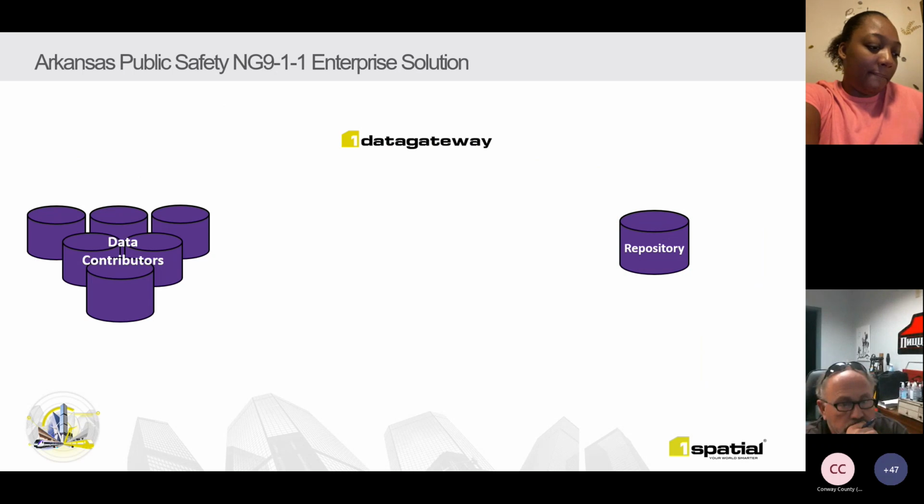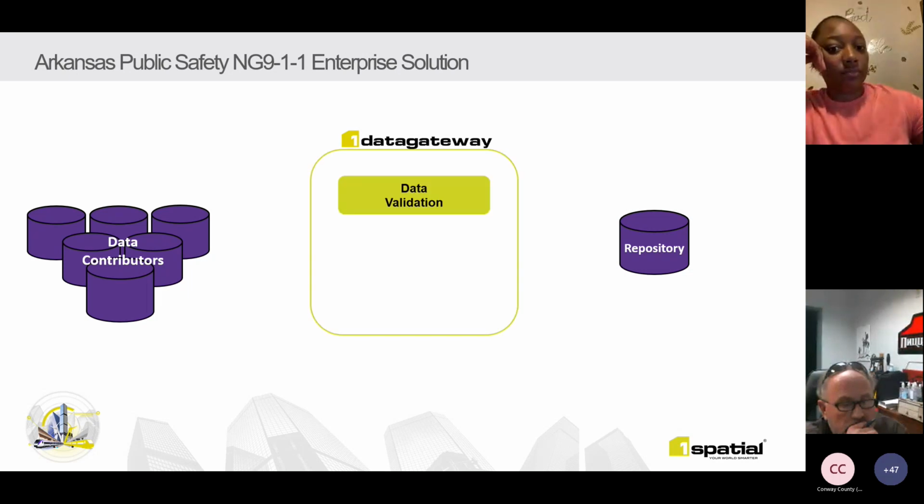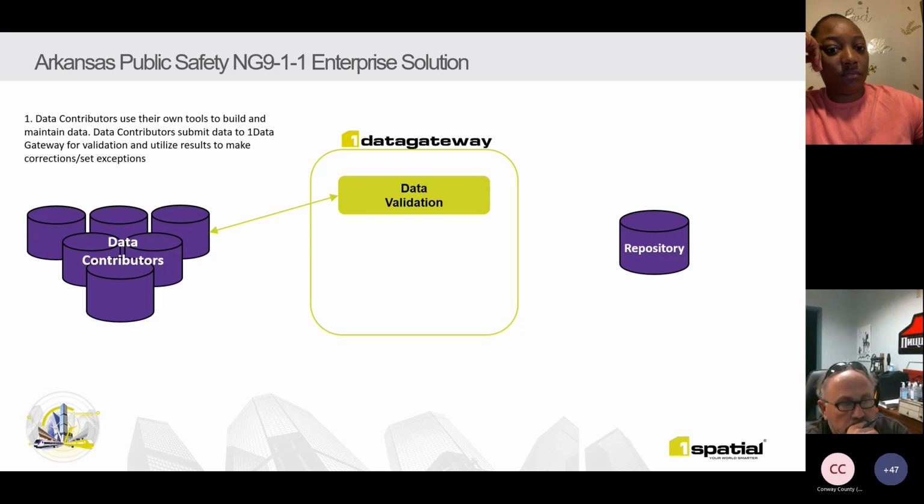There are two main processes that we are able to do with our One Data Gateway portal, and those are data validation. And that's where you are using your own tools to build and maintain your data. And then you submit the data through the portal in order to identify if there's any corrections or create exceptions to ensure that the data is meeting those standards, those conformance standards.